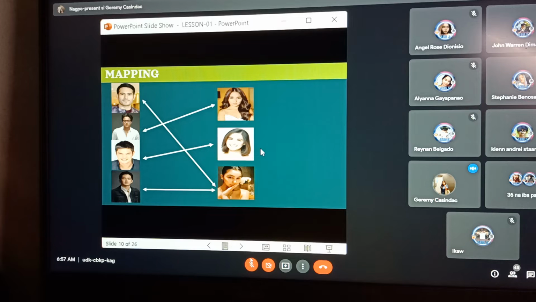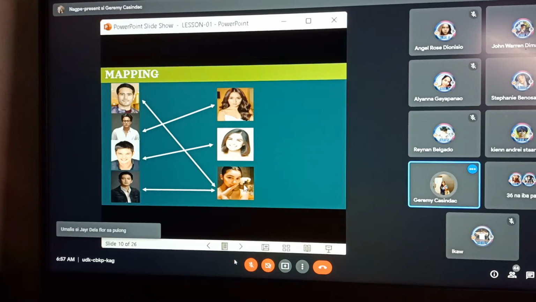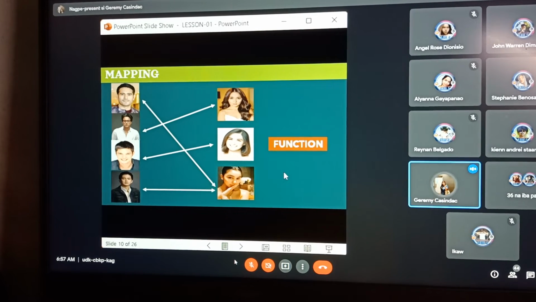So what do you think in the given set of mapping? Okay, go ahead, Stephanie. Function po siya kasi hindi naman po naulit yun sa domain part. Okay, that's correct. Function siya kasi hindi naman umulit si Gerald and namatch siya kay Julia. Tama? So, we only have one domain corresponding to one range. Okay? So, again, this is under the many-to-one correspondence. So, therefore, this is a function. Okay? Next.